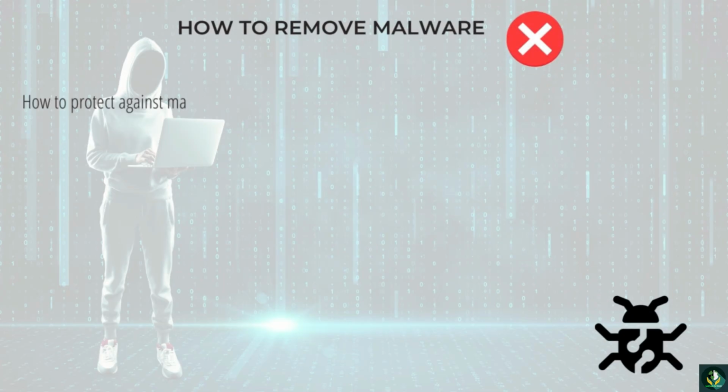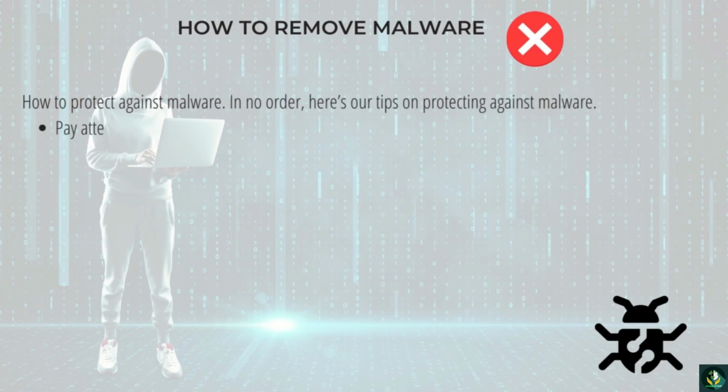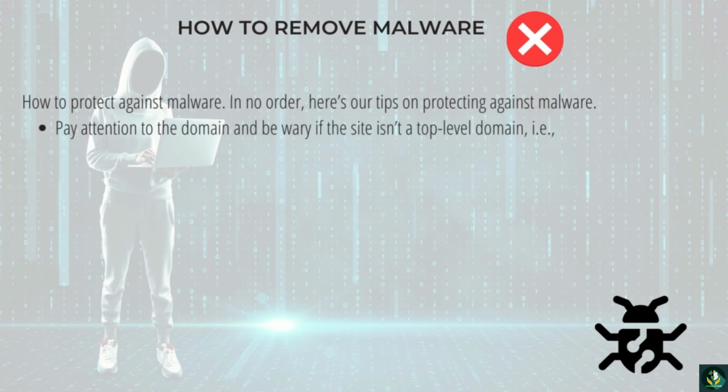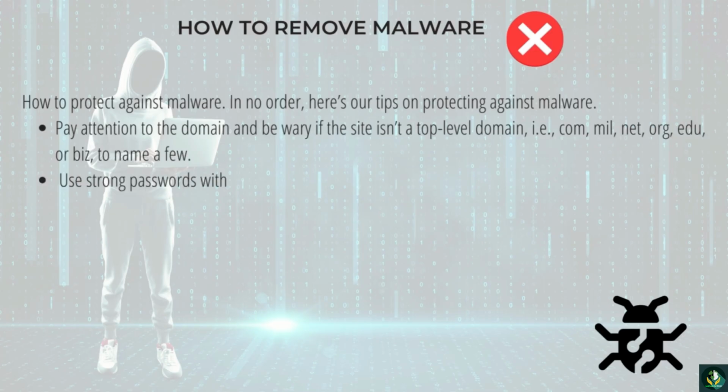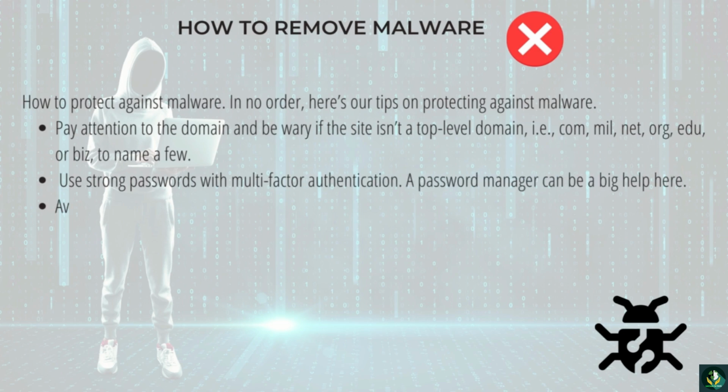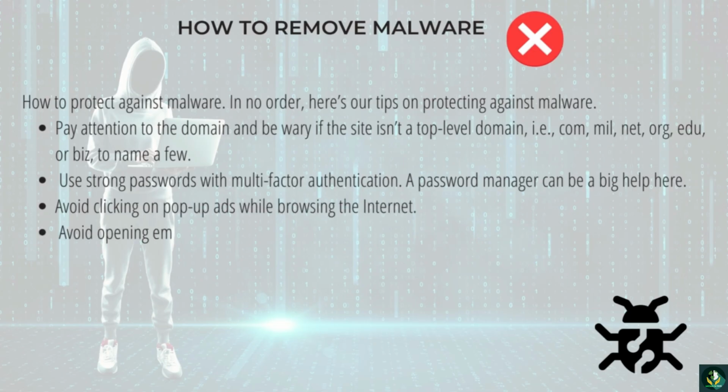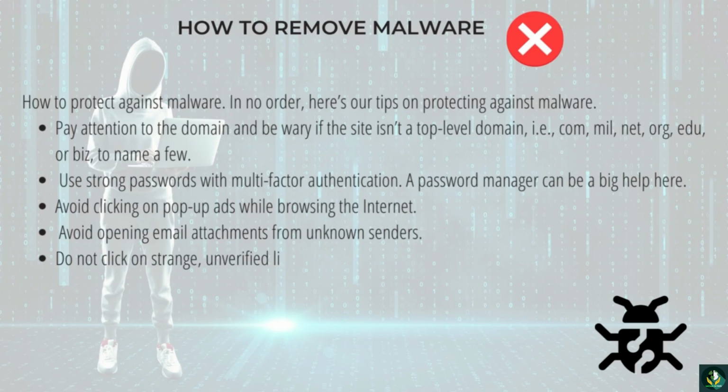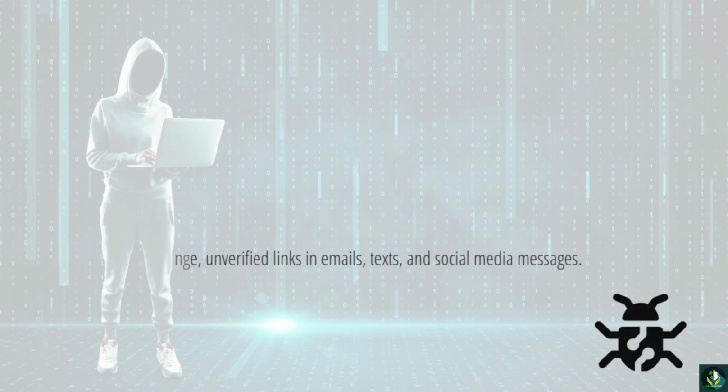How to protect against malware. In no order, here's our tips for protecting against malware. 1. Pay attention to the domain and be wary if the site isn't a top-level domain, that is, .com, .mil, .net, .org, .edu, or .biz, to name a few. 2. Use strong passwords with multi-factor authentication. A password manager can be a big help here. 3. Avoid clicking on pop-up ads while browsing the Internet. 4. Avoid opening email attachments from unknown senders. 5. Do not click on strange, unverified links in emails, texts, and social media messages.